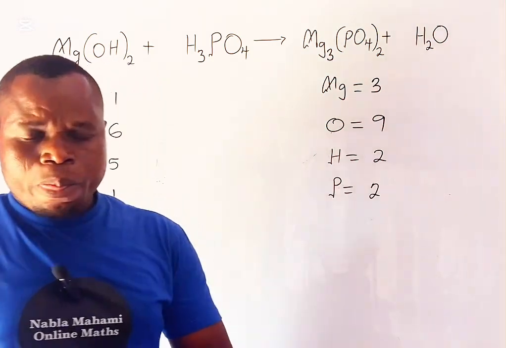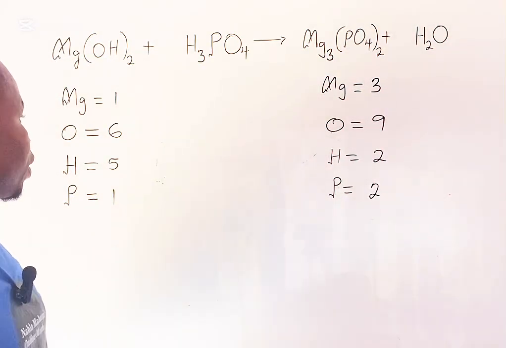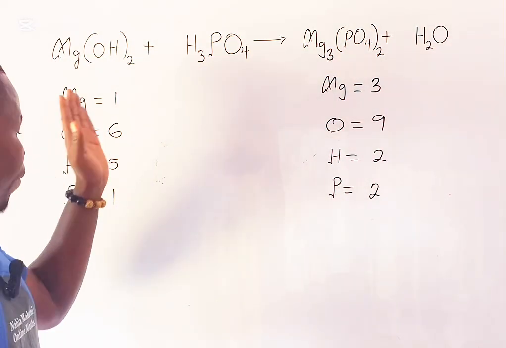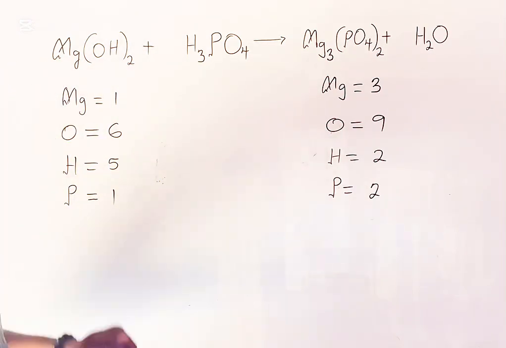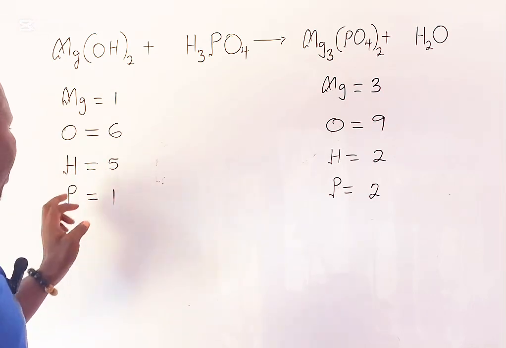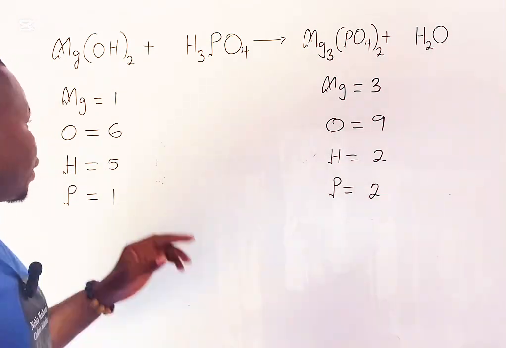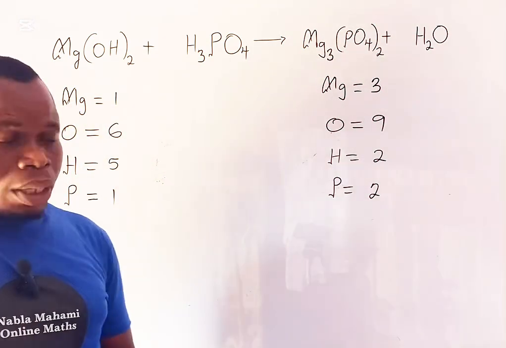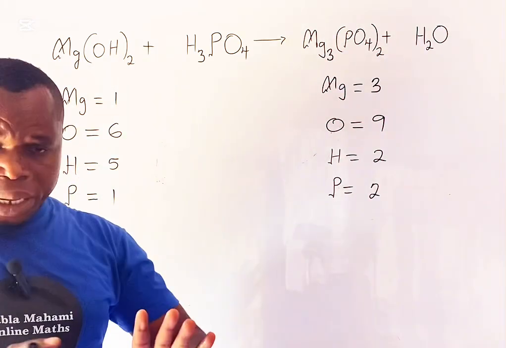After doing this, you go back to the left-hand side and balance the one having the smallest number. So if you check through, we have Mg to be 1, P to be 1. So you can decide to balance Mg or you balance P. But I will start by balancing Mg.